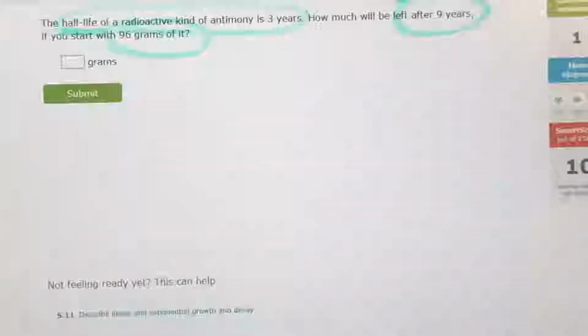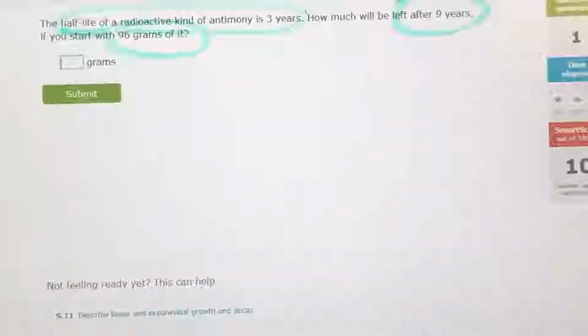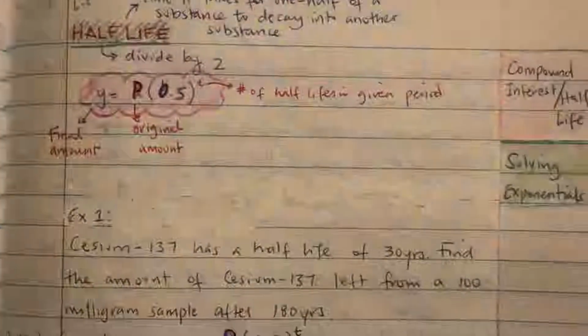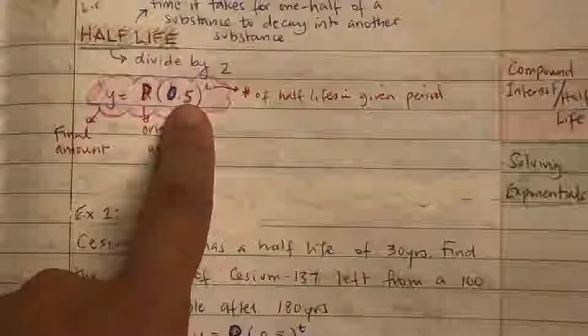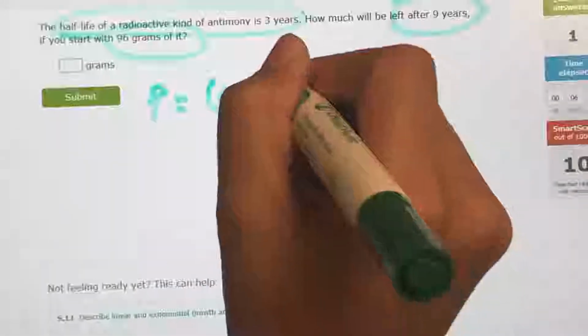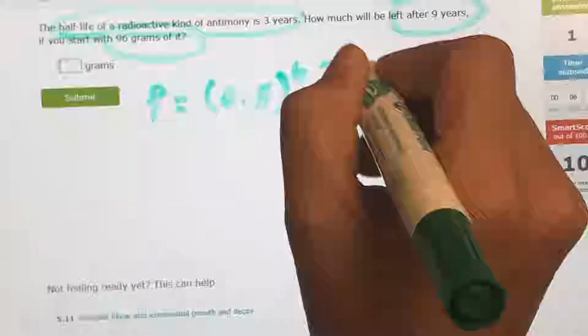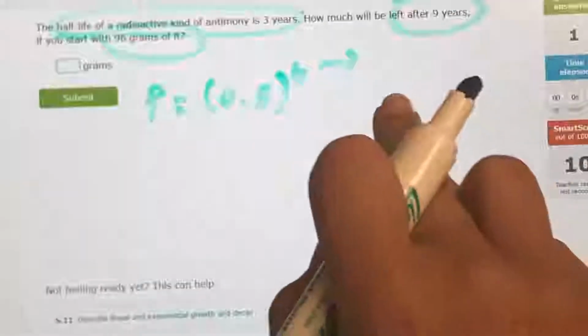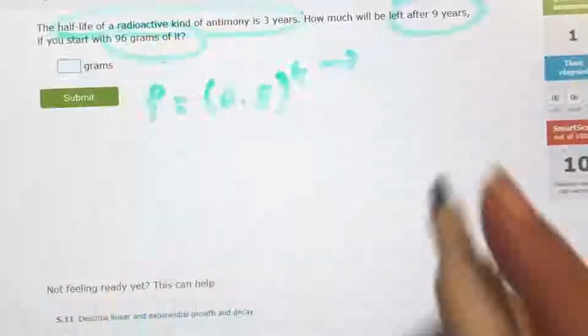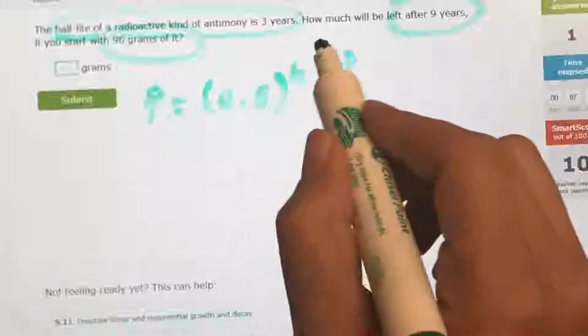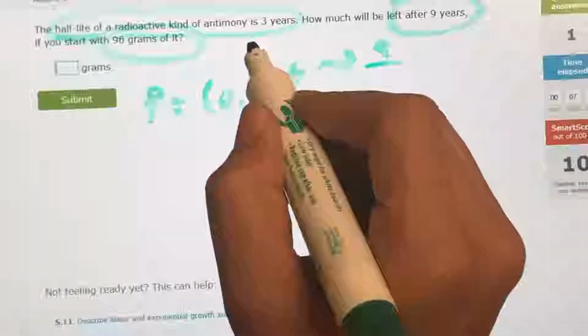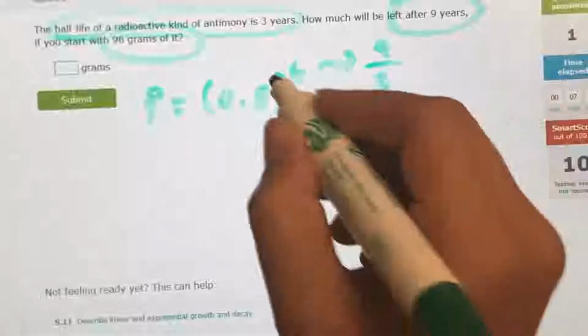So write down the formula. Remember, half-life is just half. It's just like the other formula, but with half. That's all you have to remember. So write down the formula. P equals 0.5 to the T. And remember, T is the number of half-lives given in the period. How do you find that? By taking the total number of years, which is 9 years, over the half-life number of years, which is 3. So that's what T is.